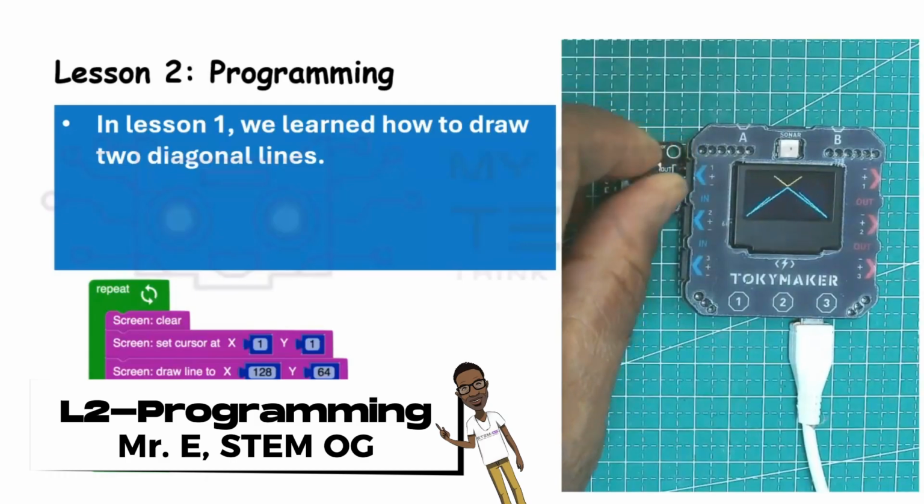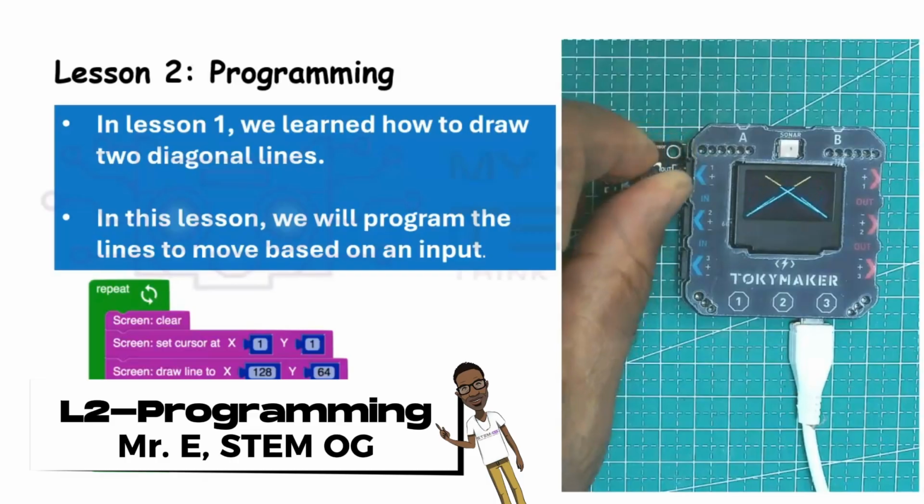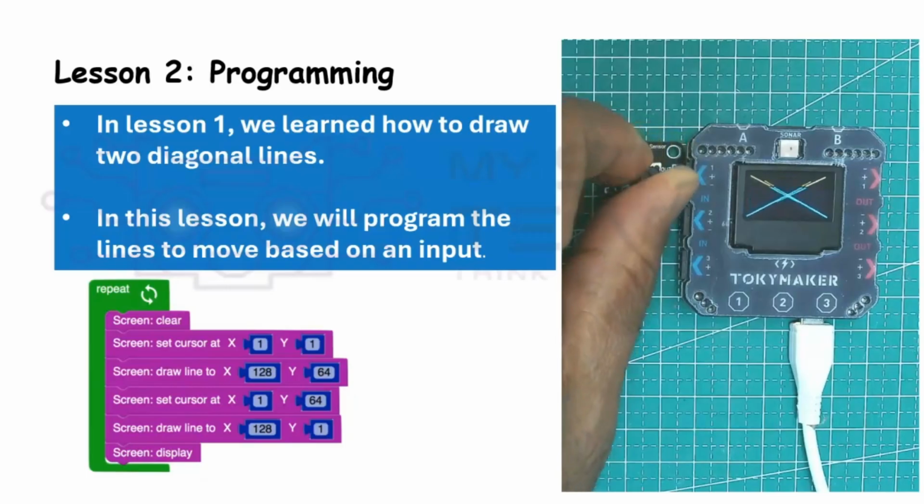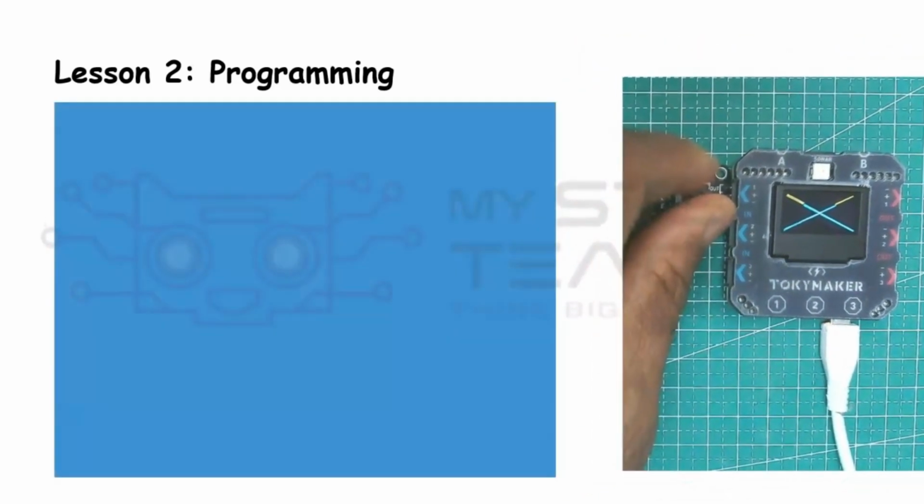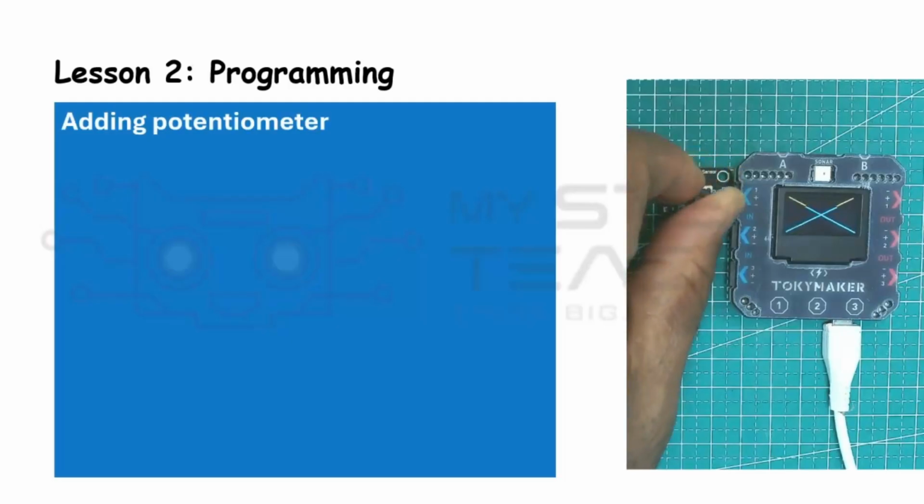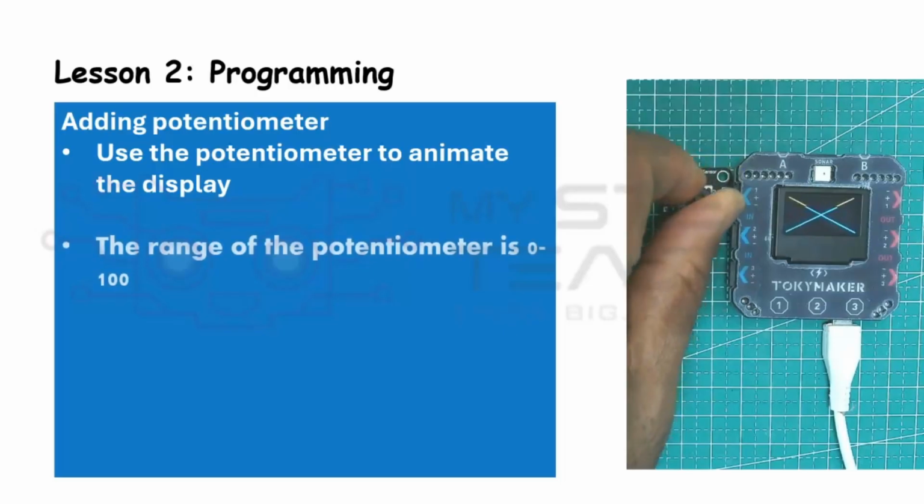In lesson 1, we learned how to draw two diagonal lines. In this lesson, we will program the lines to move based on an input, actually two inputs, a potentiometer and a light sensor. So we're going to add our potentiometer and our light sensor and use them to animate this display.